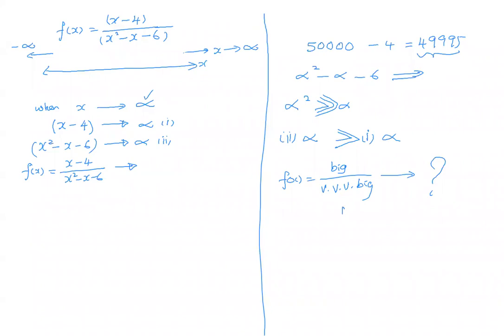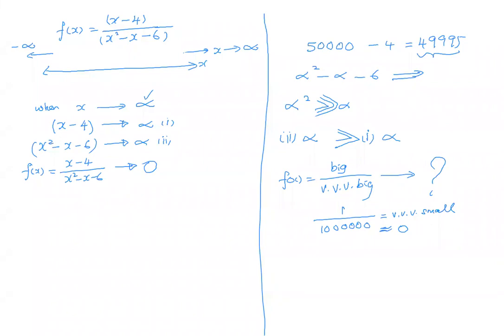This is called very, very big. So it becomes very, very, very small. So a number that is very, very small will be? 0. It approaches 0.